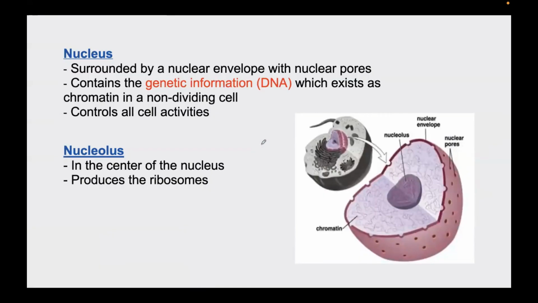The nucleus is surrounded by a nuclear envelope with nuclear pores. It contains the genetic information, which is your DNA, which exists as chromatin in a non-dividing cell. It controls all the cell activity. So, siya yung tinatawag natin control center of the cell. Your nucleolus, in the center of the nucleus, nandun siya sa gitna, it produces your ribosomes. Do not forget.